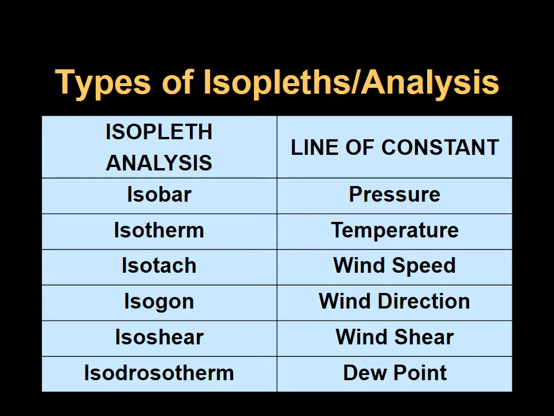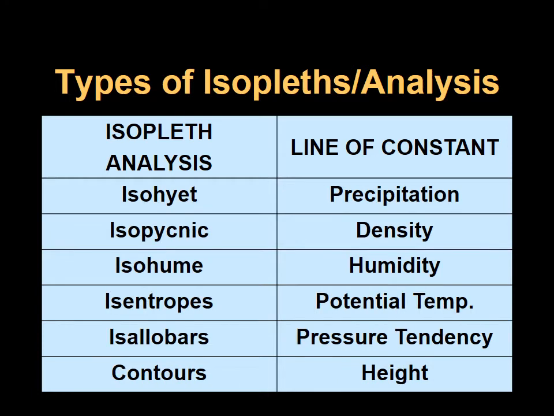Other ones like isogons, which are lines of constant wind direction. You don't see those very much. Isoshear for wind shear, which is used in upper level analysis near the jet stream. Here's one of my favorites, the isodrosotherm, which is lines of constant dew point, and we actually do draw isodrosotherms. Other ones, isohyets, lines of constant precipitation amount. Typically you'll see these drawn whenever there's a very heavy precipitation event.